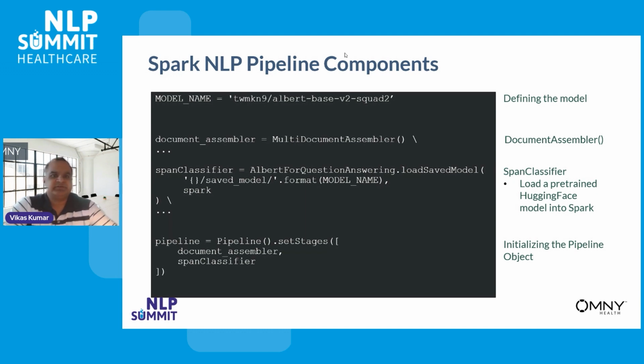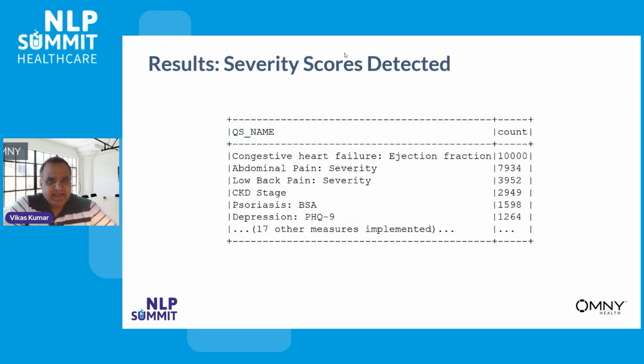So now on to some results. On this slide, we have about 5 severity scores for which we have counts, and we've implemented a total of almost 25 severity scores that are not shown here. These are some of the most common scores that we have found in our data. You can see that the ejection fraction measure for congestive heart failure is the most common score that we found in our notes. You can also see that a variety of medical subspecialties are represented through our severity scores, from cardiology to GI to psychiatry to dermatology to nephrology.